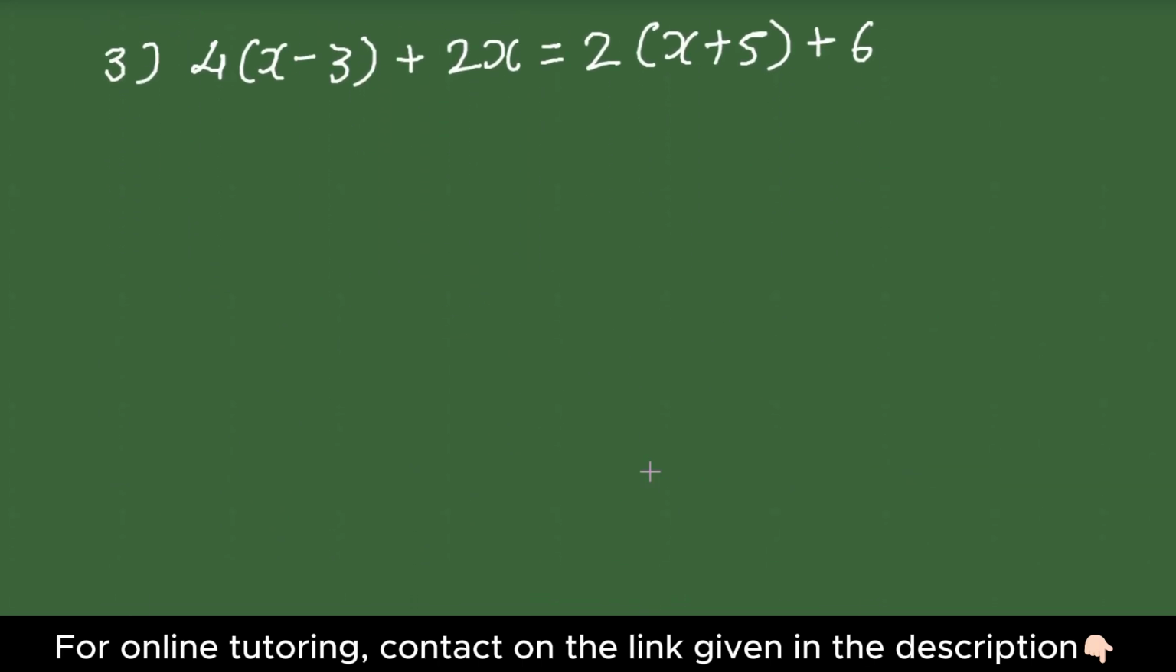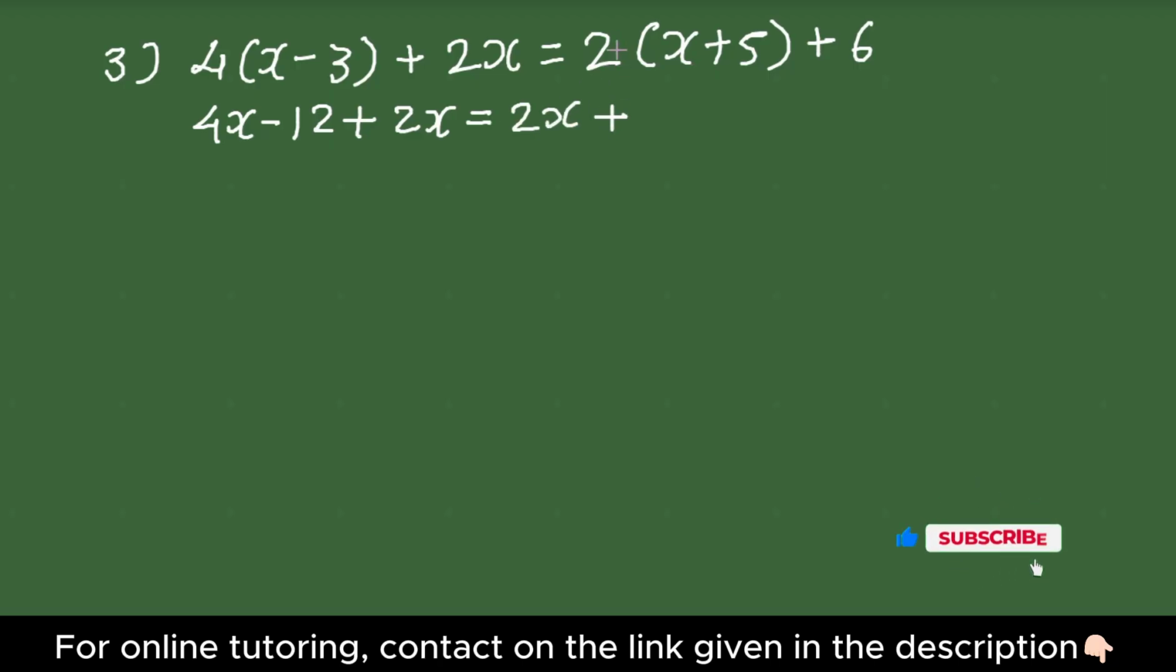Now let us see one more equation. We have 4 times x minus 3 plus 2x is equal to 2 times x plus 5 plus 6. So let us multiply 4 over this parenthesis x minus 3. So we will have 4x minus 4 times 3 will be 12 plus 2x as it is equal to 2 times x will be 2x plus 2 times 5 will be 10 and plus 6 will be as it is.